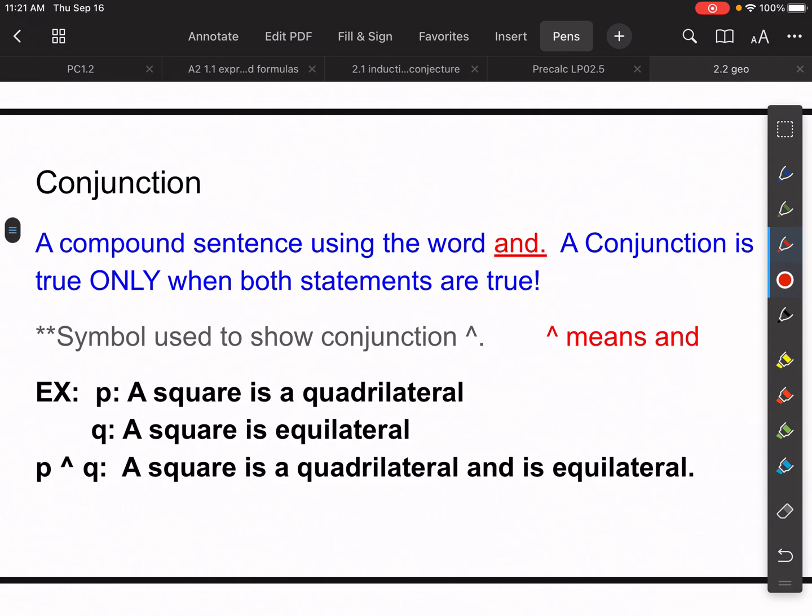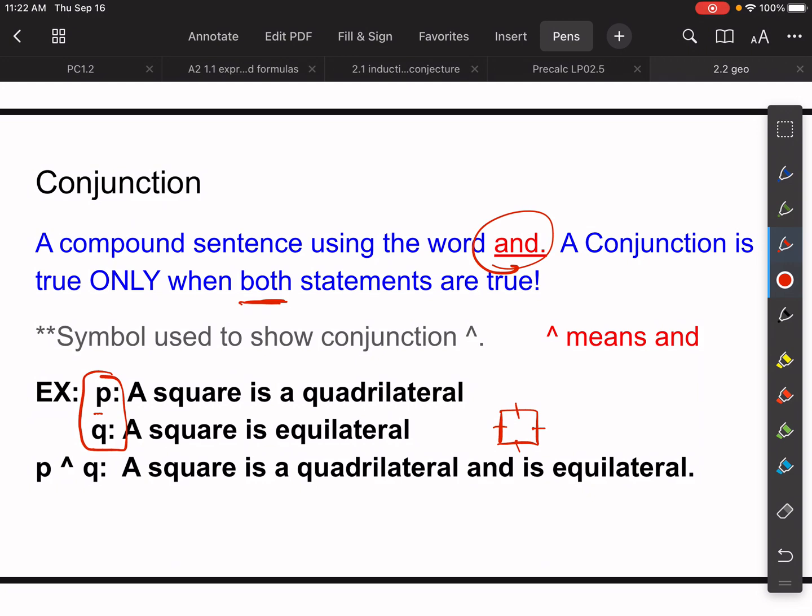A conjunction is a compound sentence using the word and. So a conjunction is true only when both statements are true. Very important to get that in your notes. This is when we have two things. Here, I'll show this to you with P and Q, right? The P statement and the Q statement. For the P statement, a square is a quadrilateral. And for the Q statement, a square is equilateral. That means all sides are the same length, which we know is true.